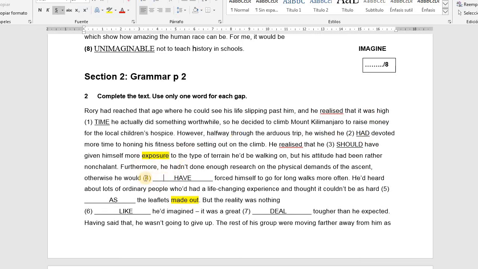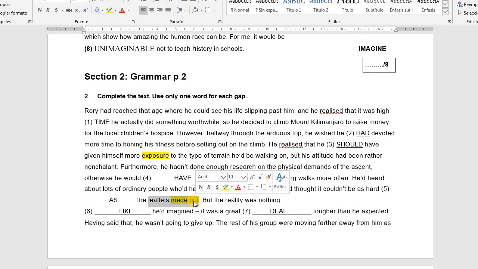Here, explosion. He would have forced. So what I told you, would have is third conditional: if he hadn't done, he would have. So otherwise, if he had done enough, he would have forced. So it's third conditional with otherwise. As hard as, comparative.